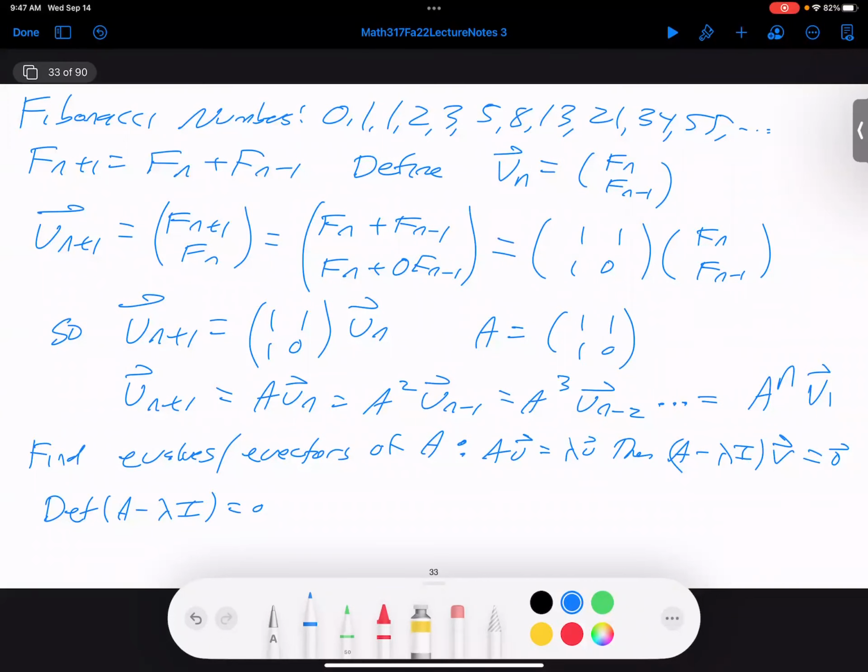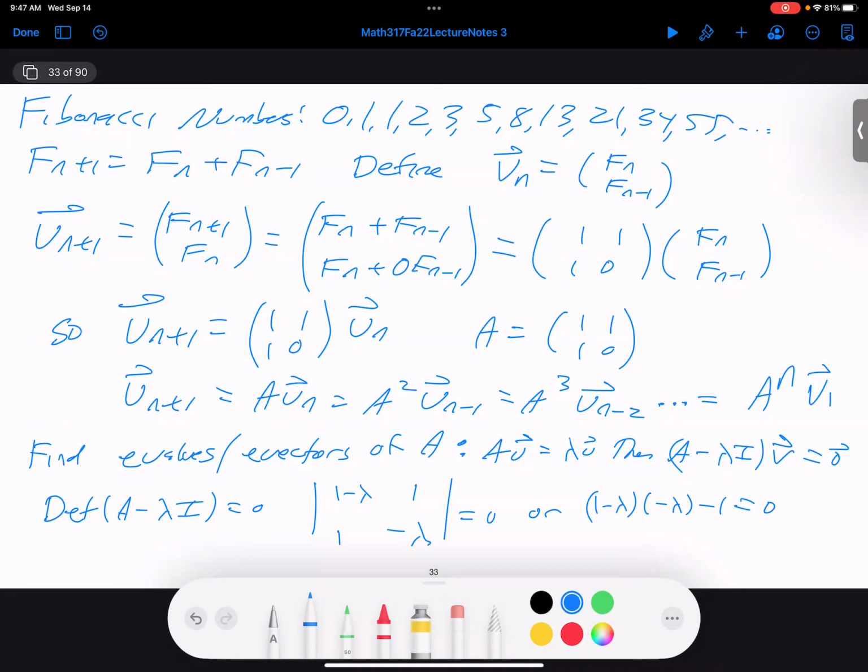So the question is, what element V is in the null space of the operator A minus lambda I? So what's sent to 0? Well, this is going to give me a polynomial of degree 2 in lambda to solve. Can we solve polynomials of degree 2? Yeah. What would we use? Quadratic equation. So you can now go through this, and this would become the determinant of A minus lambda I. So it would be 1 minus lambda, 1, 1, negative lambda equals 0, or 1 minus lambda times negative lambda minus 1 equals 0.